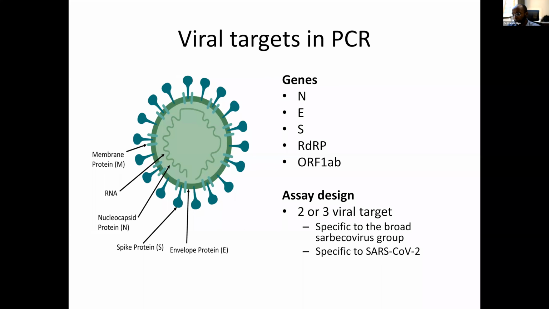So by design, most of the assays will have either two or three viral targets. And the setup is that you will have at least one of the genes being specific for the broad subcovirus group. And then you'll have either one or more genes being specific for SARS-CoV-2.